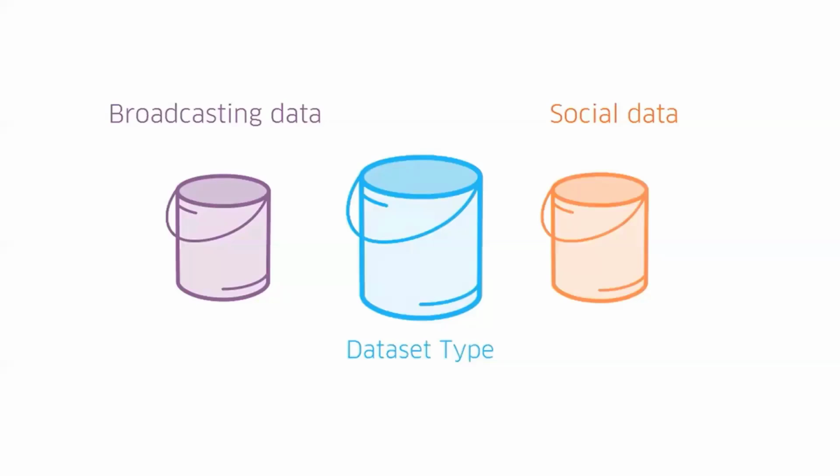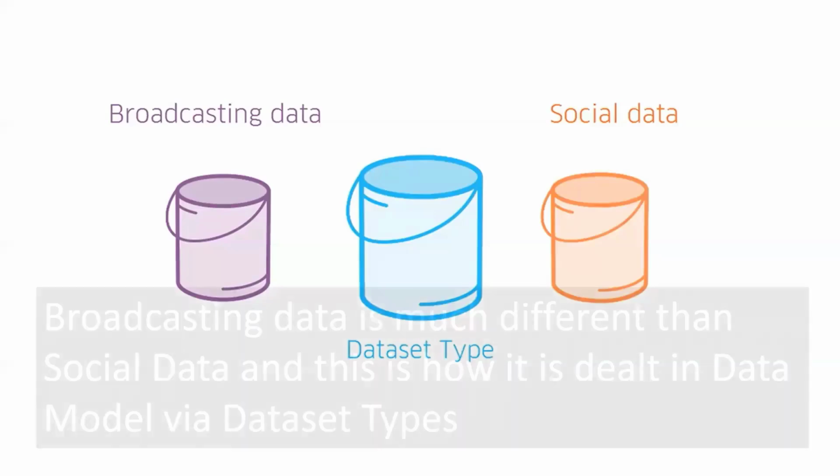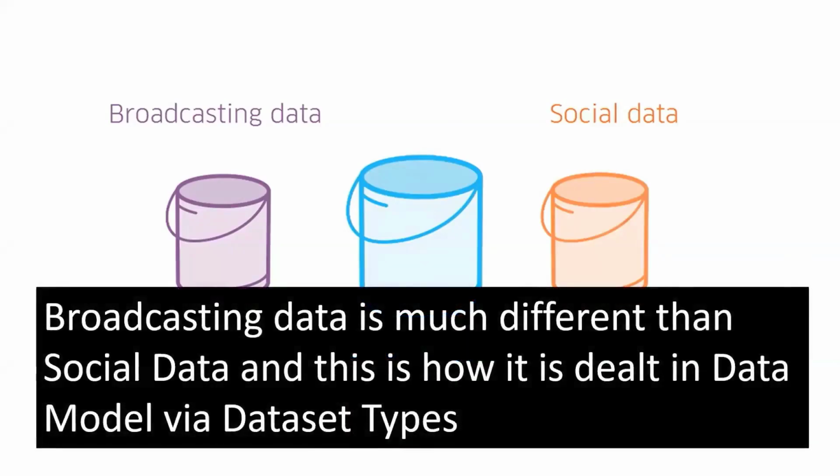So let us go through data set types. What are data set types? We have broadcasting data, social data, search data, conversion data, web analytics data, plan data, programmatic data. We have various data types. One is considered social, one is considered search, one is offline, one is sales. So, the various data set types.